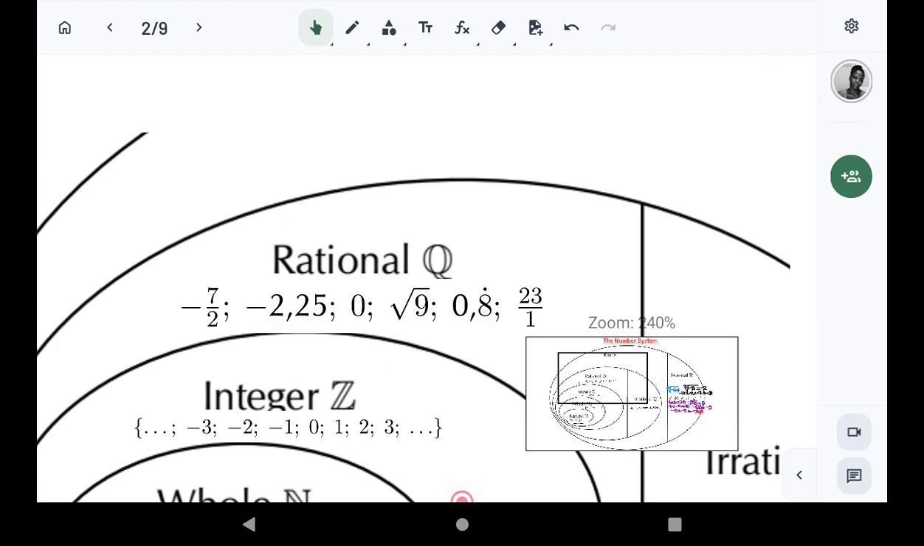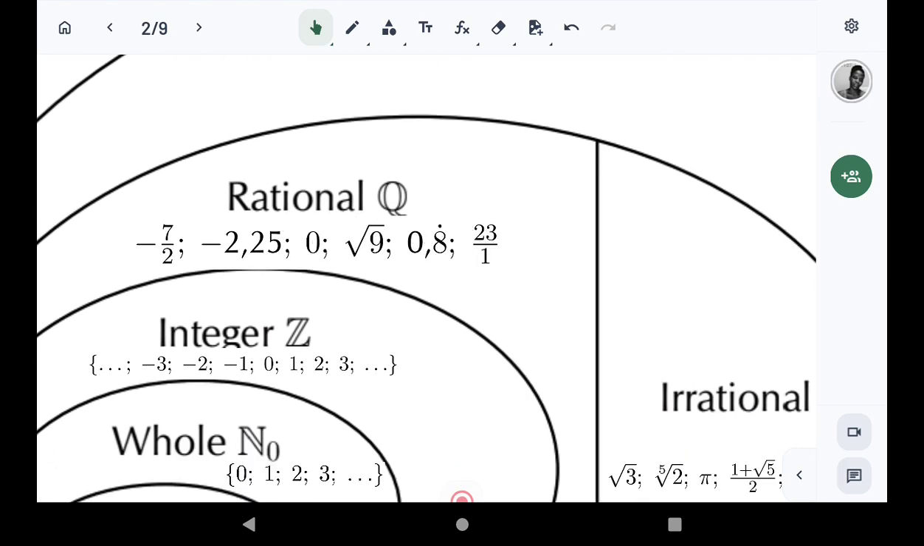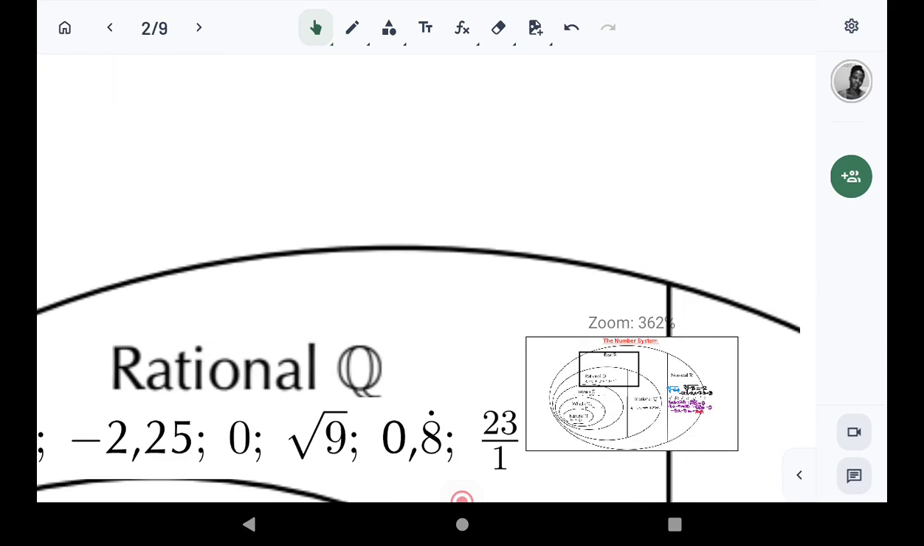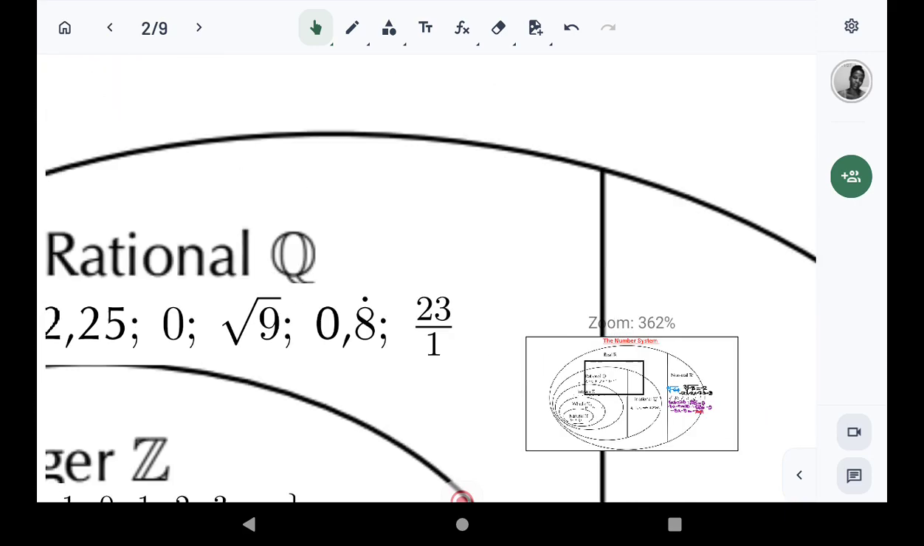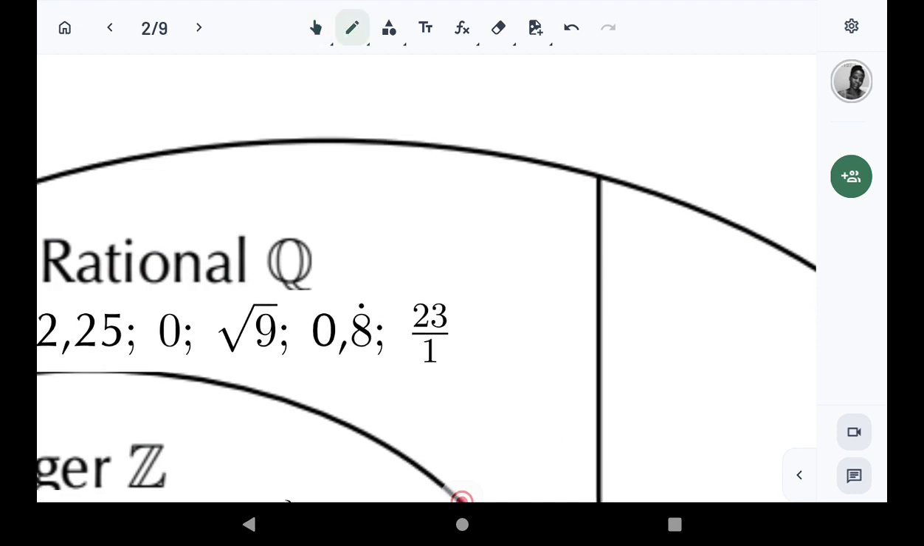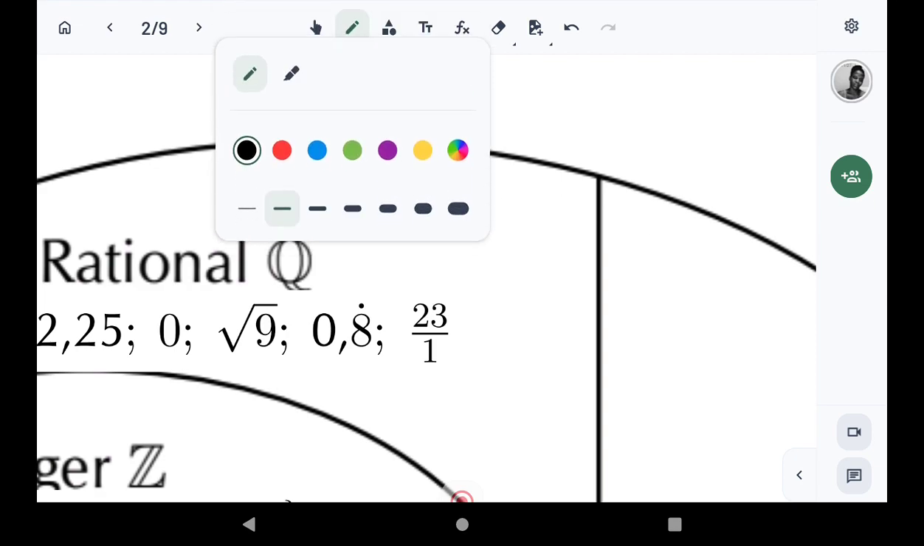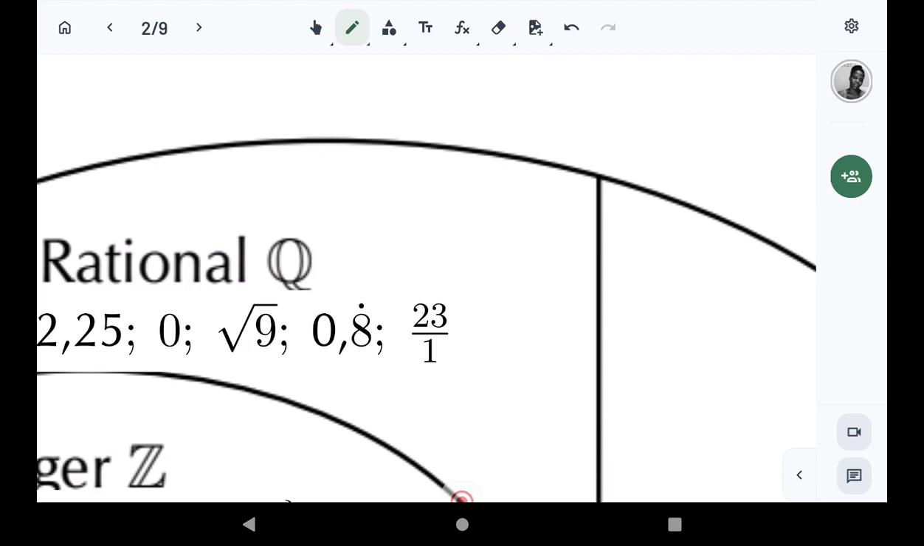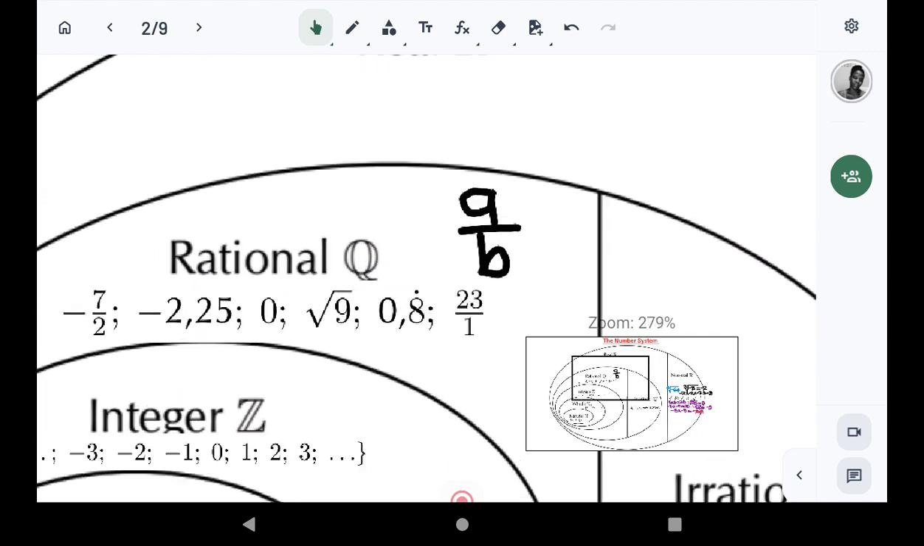The next layer is the layer of rational numbers. Rational numbers are basically any numbers you can write as an integer over another integer. That is a rational number. Remember, integers are whole numbers that include negative numbers, 0 in the middle, and positive numbers, which go all the way to positive infinity on the right hand side. Any number that can be written as an integer over another integer is a rational number.